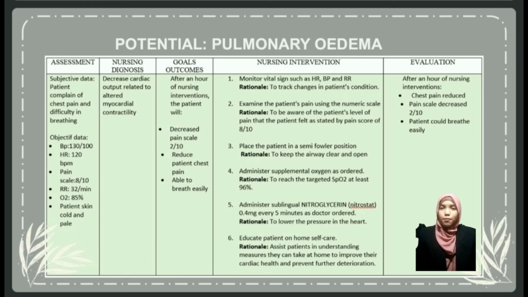Number 2, examine the patient's pain using the numeric scale. The rationale is to be aware of the level of pain that the patient felt, as stated by the pain score of 8/10. Number 3, place the patient in a semi-Fowler position. The rationale is to keep the airway clear and open.